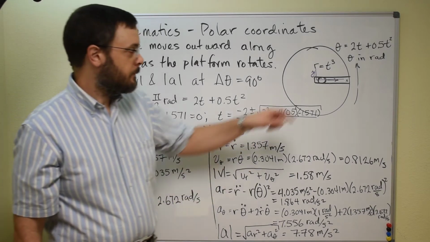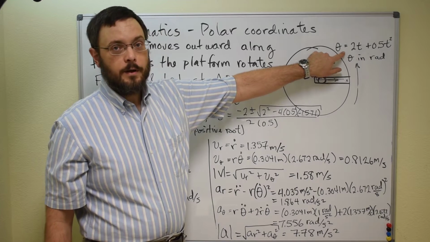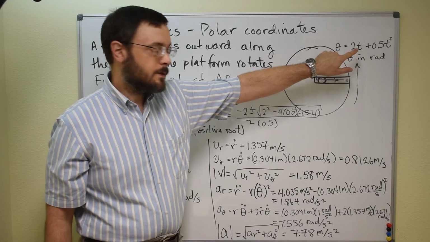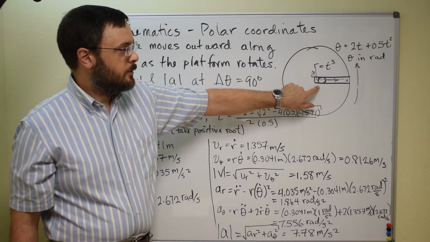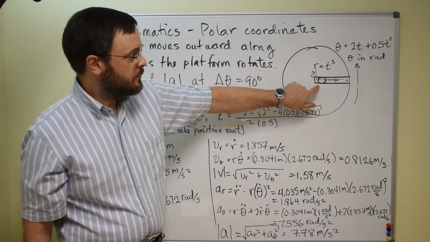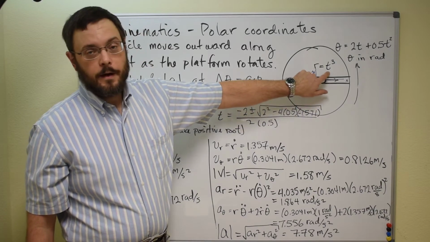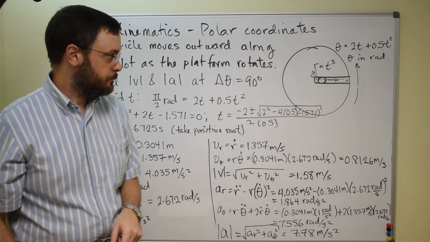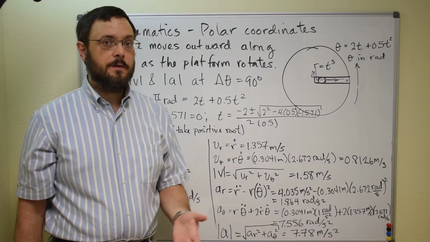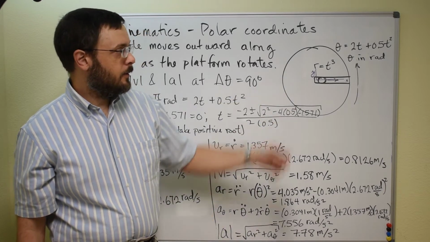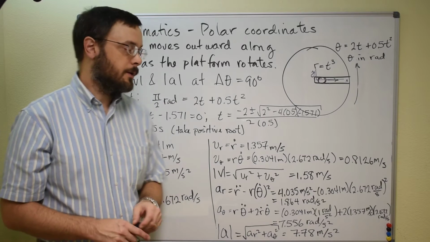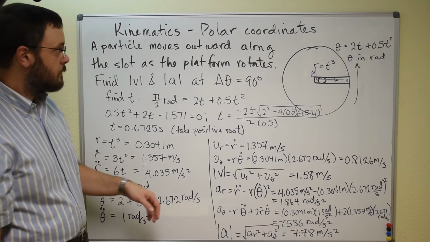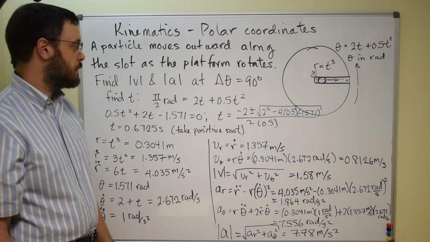So the platform has a theta position in radians that's described by this function, 2t plus 0.5 times t squared. And then the r value of the particle, just the distance from the origin, has a value that's described by this function of t cubed. So time is in seconds, theta is in radians, and then r is going to be in meters. Once you plug it all in, the units will imagine that there's constants that have units such that it works out.